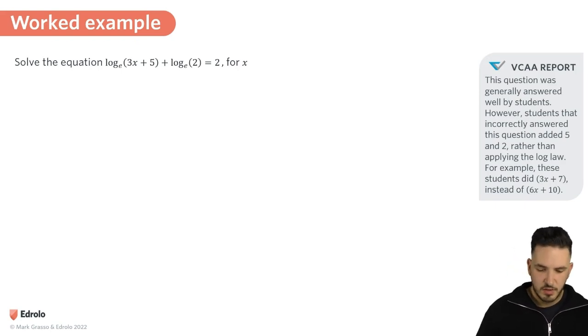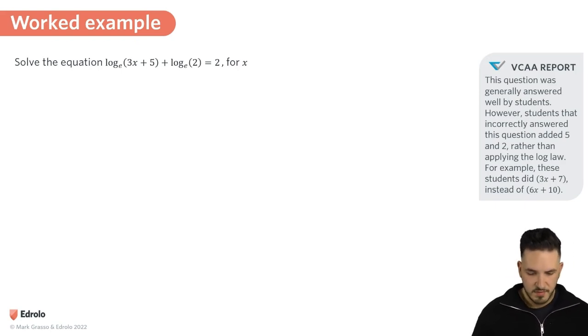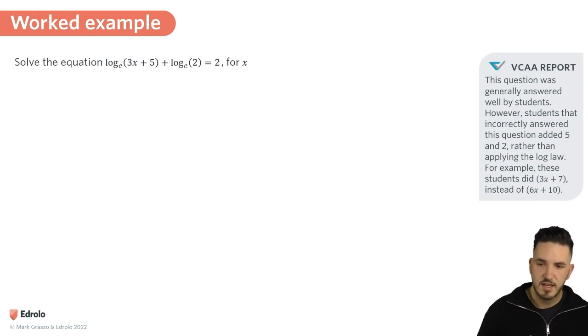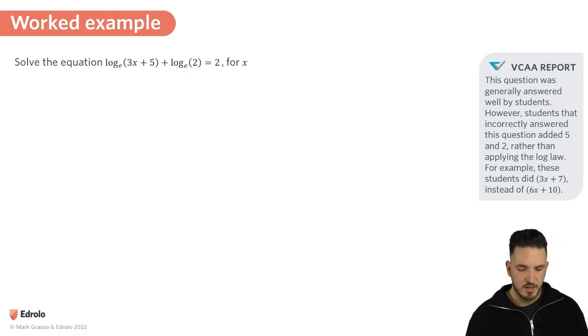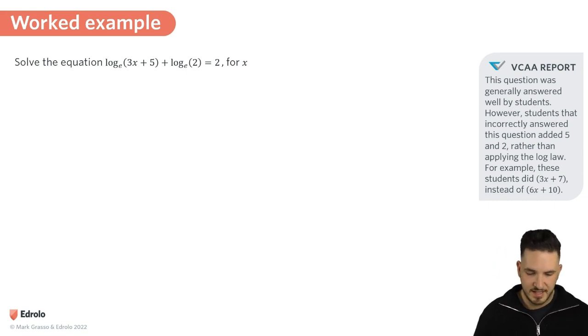So solve the equation log e of 3x plus 5 plus log e of 2 equals 2 for x. So this was a 2007 VCAA question from exam 1. So again, it's an exam style question. It's from a fair while ago, however, it's something that you're likely to see on that end of year exam in exam 1, where you weren't allowed to use a CAS.